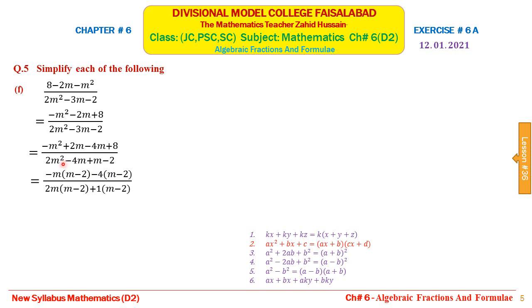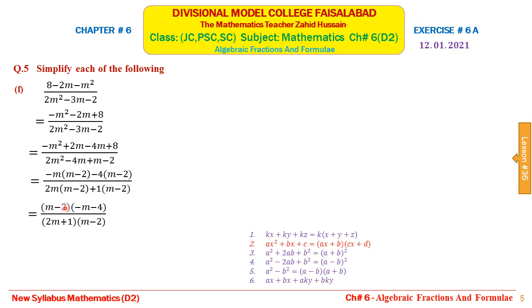In the denominator, from the first two terms 2m is common and we are left with m minus 2, and from the last two terms plus 1 is common, so we are left with m minus 2. Now in the numerator, m minus 2 is common in these two terms, so we will take m minus 2 common, and within the second bracket we will write minus m minus 4. From the denominator, m minus 2 is common, and in the second bracket we will write 2m plus 1.